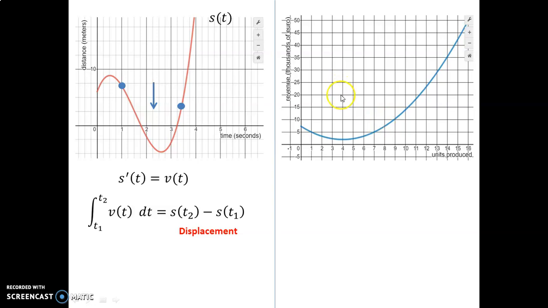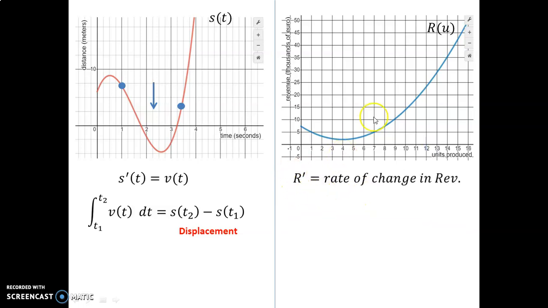Now let's look at another situation, because we're used to working with kinematics, but let's look at another one here. Here we have revenue, in thousands of euro, and over here units produced. So it's some company producing some number of units, and they're making revenue. Revenue goes down and then up. Okay, so on that graph, I'm going to call it RU, revenue based on units.